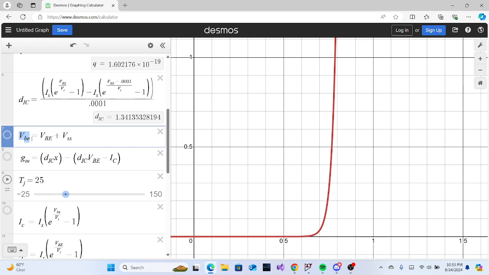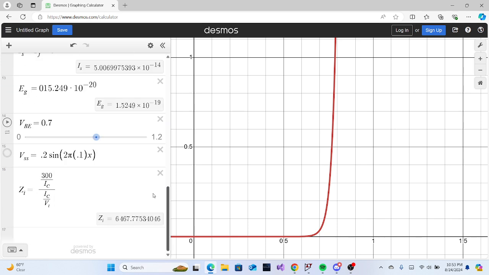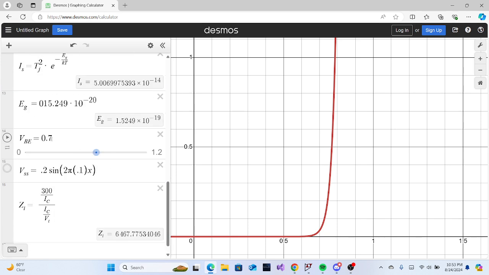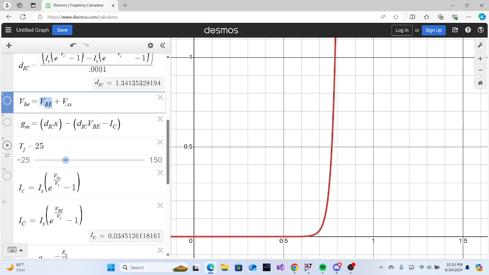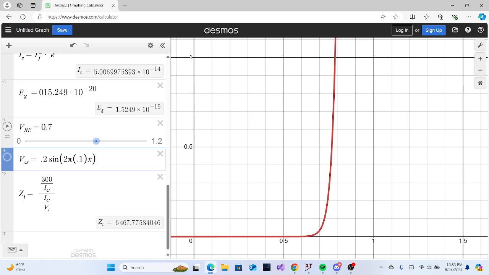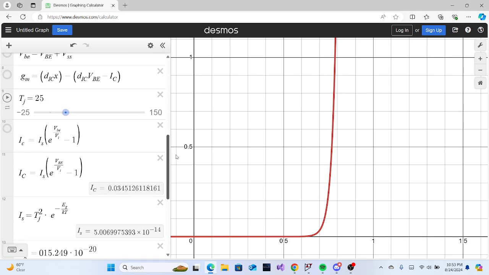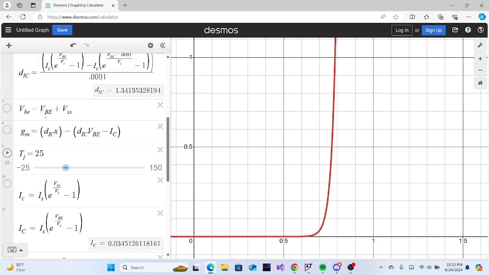So this is the actual base voltage that you would see if you looked at it with an oscilloscope. That is comprised of two parts. It's comprised of V capital B, which is DC. So this is a static voltage down here. Right now I have it set to 0.7 volts DC. And then VSS is voltage small signal, where I just put in a sine function down here that'll be a very, very small value, 200 millivolts here. And that will add and subtract from VBE.